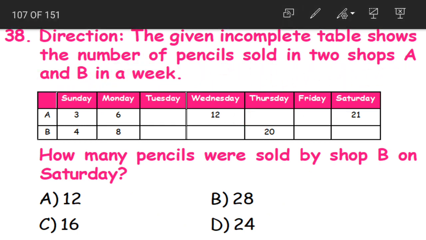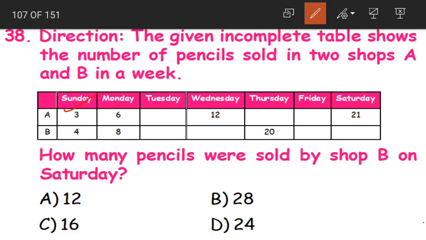Next question. The given incomplete table shows the number of pencils sold in two shops A and B in a week. Now we are having two shops A and B, and what are these numbers? It is the number of pencils that were sold on each day in the shops. Okay, it is incomplete. But if you observe the table carefully, the table is following a certain pattern, children.